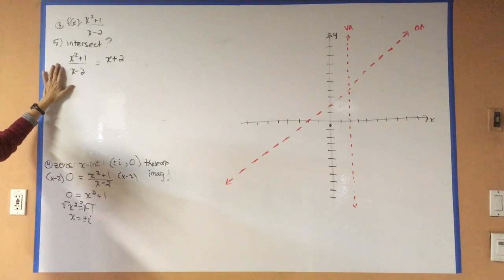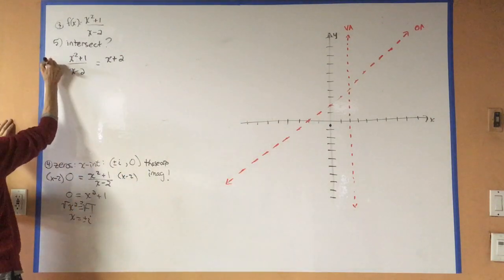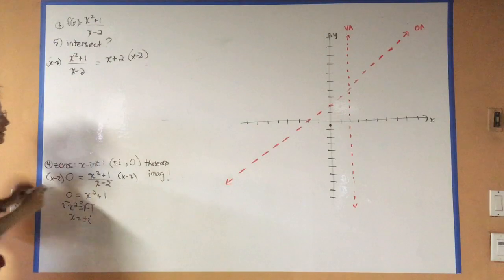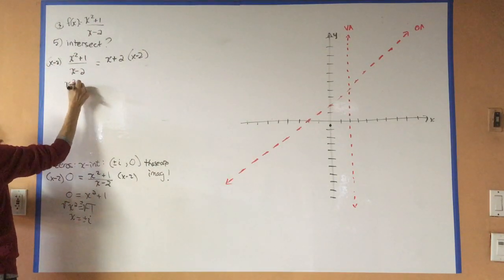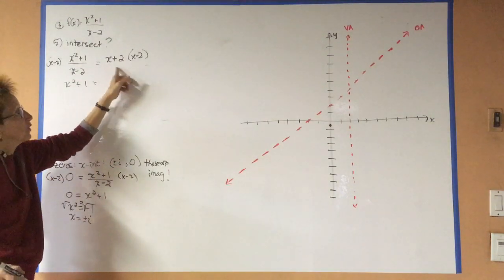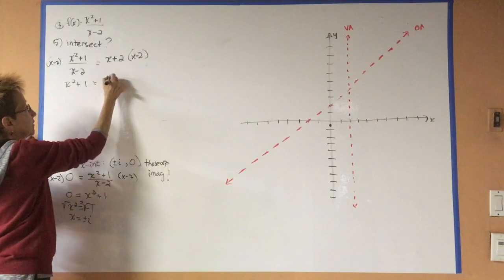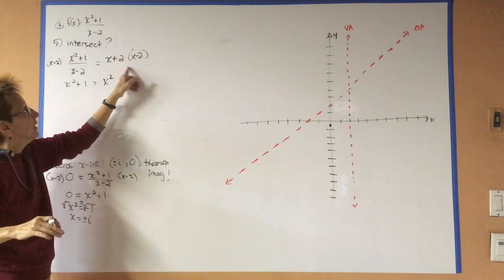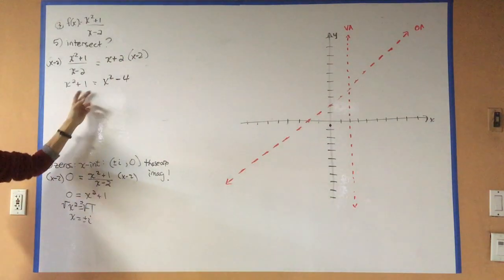Now I do need to multiply both sides by the LCD, which would just be the x minus 2. So I take the left side times x minus 2 and the right side times x minus 2. These cancel. I get x squared plus 1 equals. Here nothing cancels, so I have to multiply it out. So I'm going to FOIL this, and these are conjugates, so what's going to happen? I'm going to get x squared. What's going to happen to the middle term? Negative 2x plus 2x is going to go away. Positive 2 times negative 2 is a negative 4. So this is what I now have.